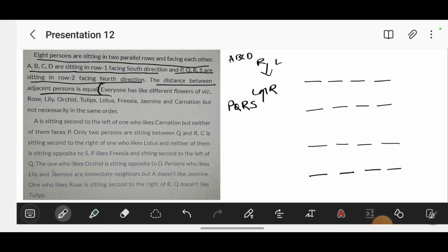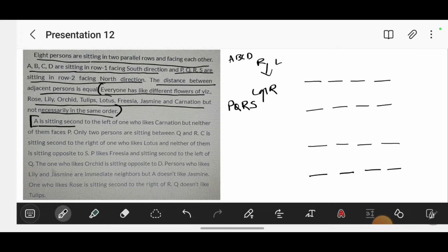Okay, and he's saying everyone likes different flowers. He gave 8 flowers and these guys like these flowers, and everyone likes a different type of flower. No one likes the same flower. Okay, from here onwards the question starts.